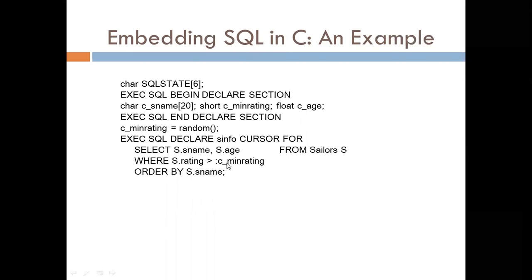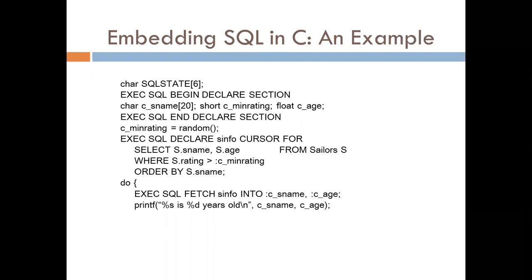Just like this, each time we run this query, we can change the value of min rating and execute the same command. So we can use the C programming variables in a SQL query, but with a prefix of colon. Once this query is executed, we will be getting the result. In order to print that result, we must add a few more commands, that is a do while loop.